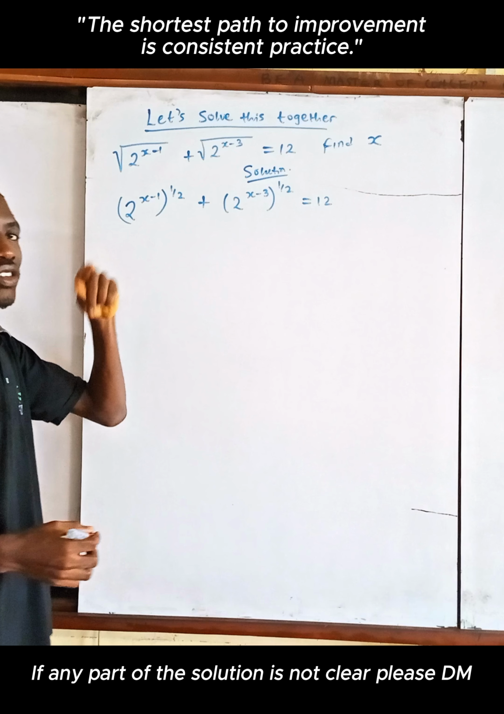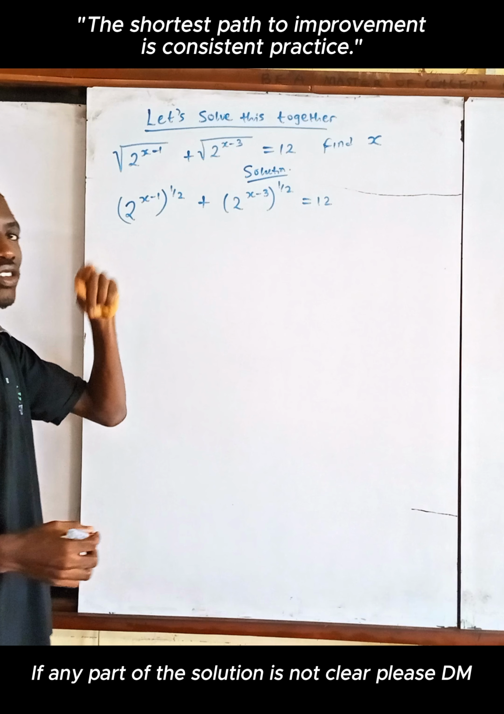This is another question that I want us to look at together. Solution. This square root, I can easily write it as a power of half in this form. I have 2 raised to power x minus 1 into 1 over 2 plus 2 raised to power x minus 3 into 1 over 2 is equal to 12.